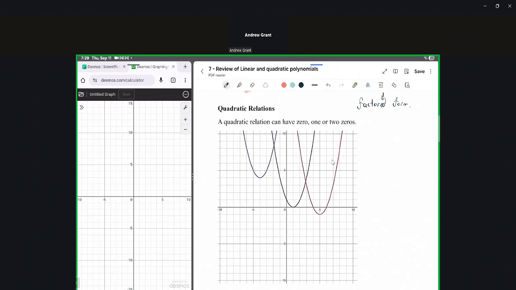In general, we can say a quadratic relation can have 0, 1, or 2 zeros. So meaning that this quadratic will not intercept the x-axis at all. It'll intersect in 1 point, or it'll intersect in 2 points. So here this has 0 zeros. This one has 1 zero. And this red one has 2 zeros. Okay, and that's it. They could be upside down, but at most you can have 2. At the very least, you can have 0.